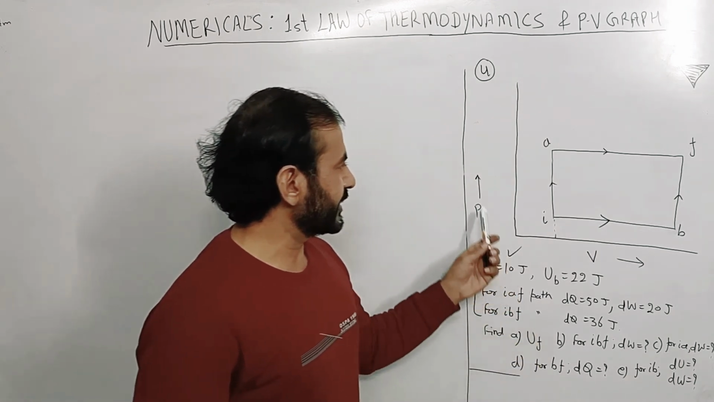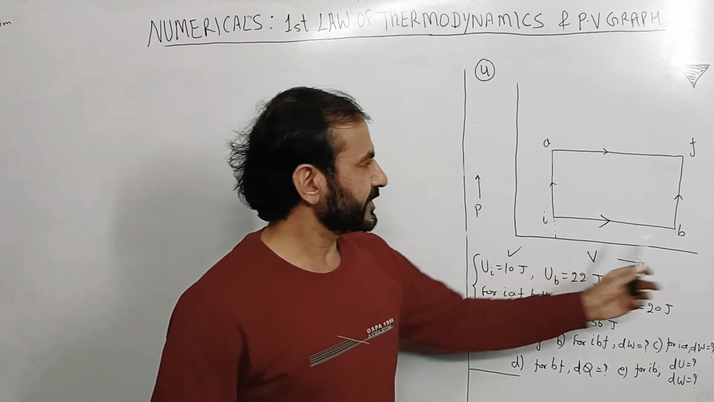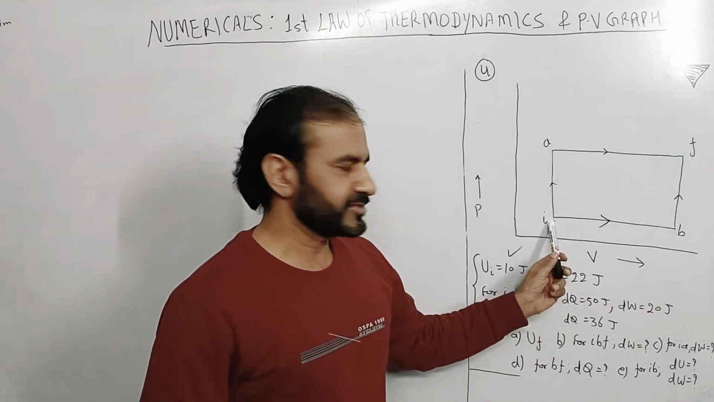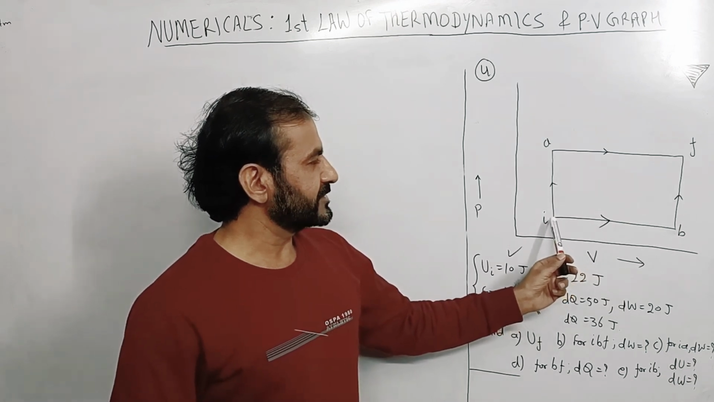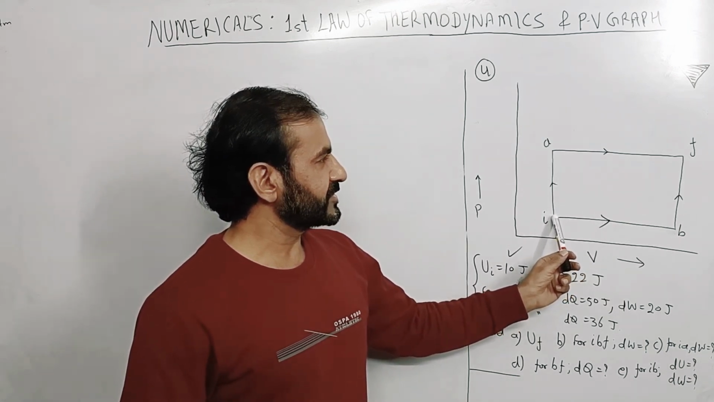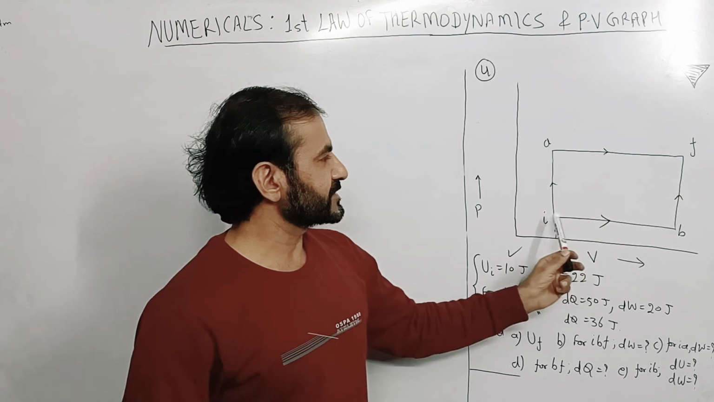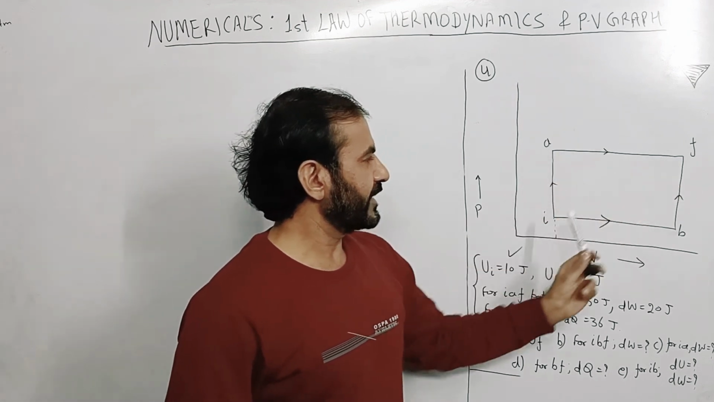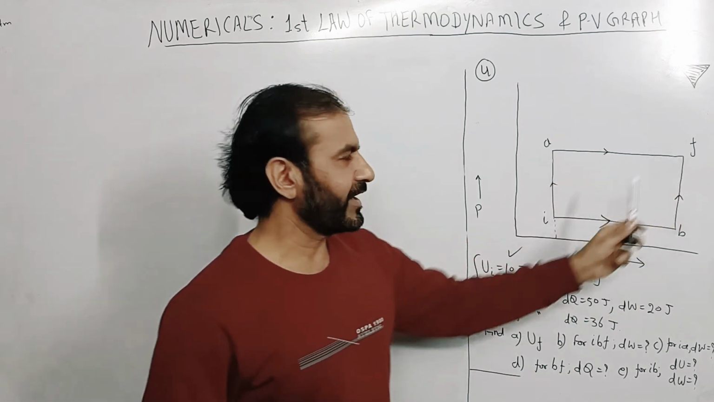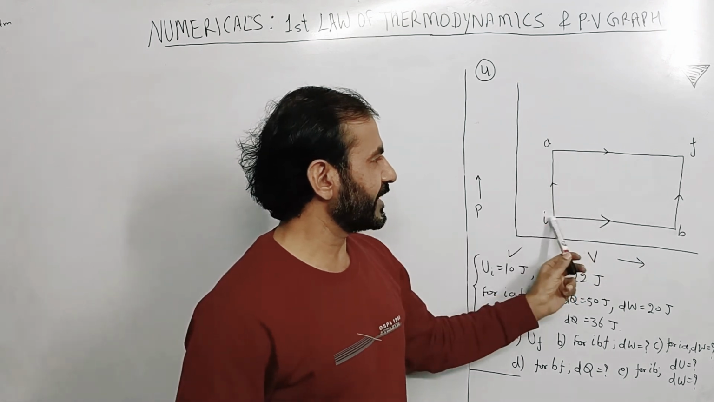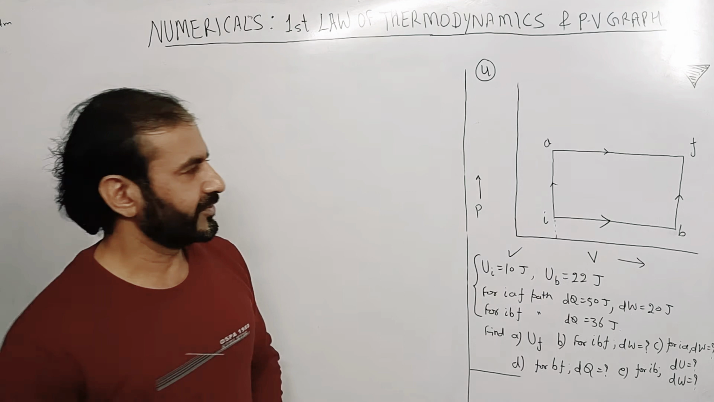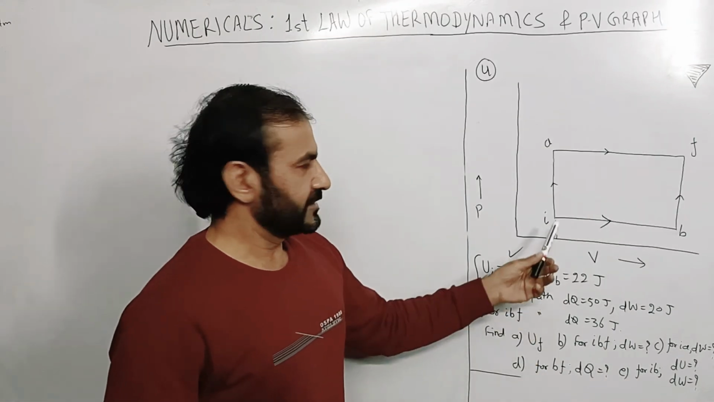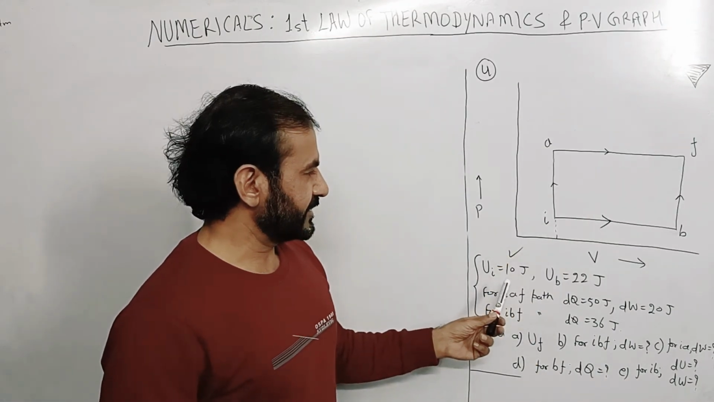There is a PV graph. I for initial state, F for final state. The system is going from initial to final via two paths, IAF and IBF. There are two paths. This is given in the question, and other data is given.